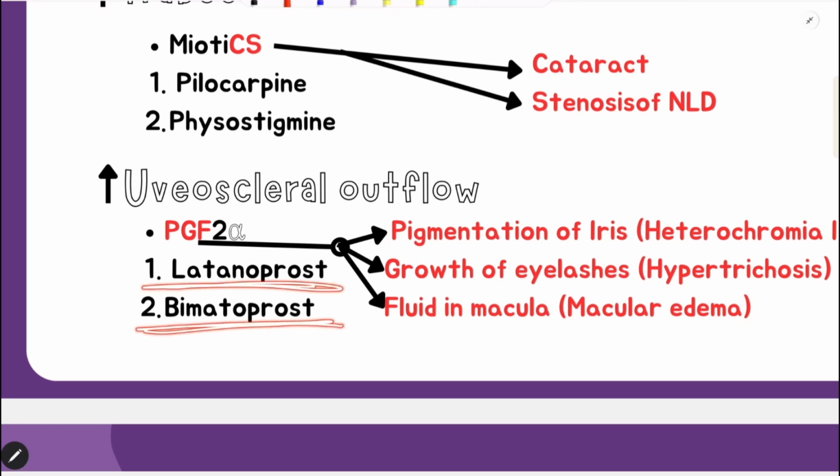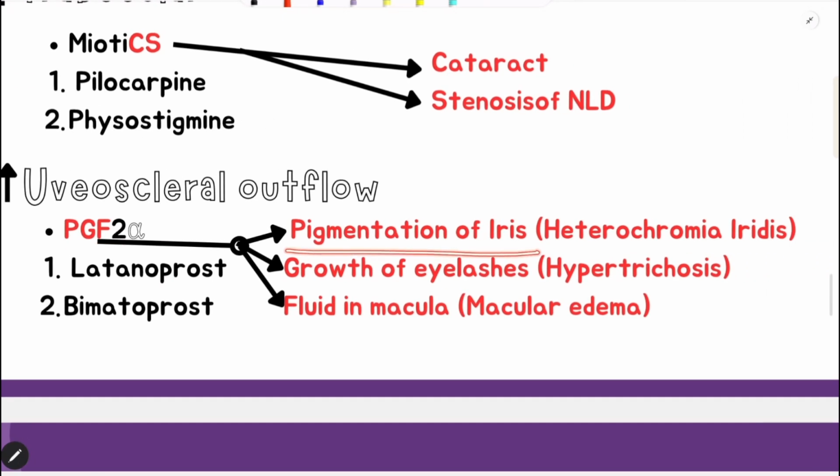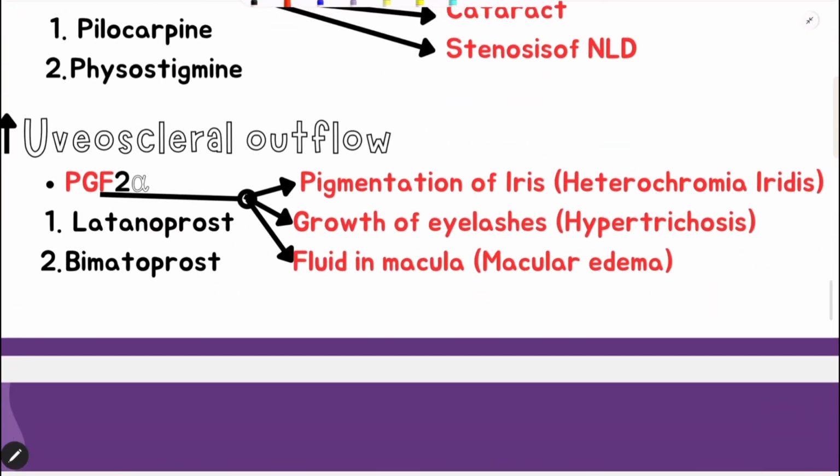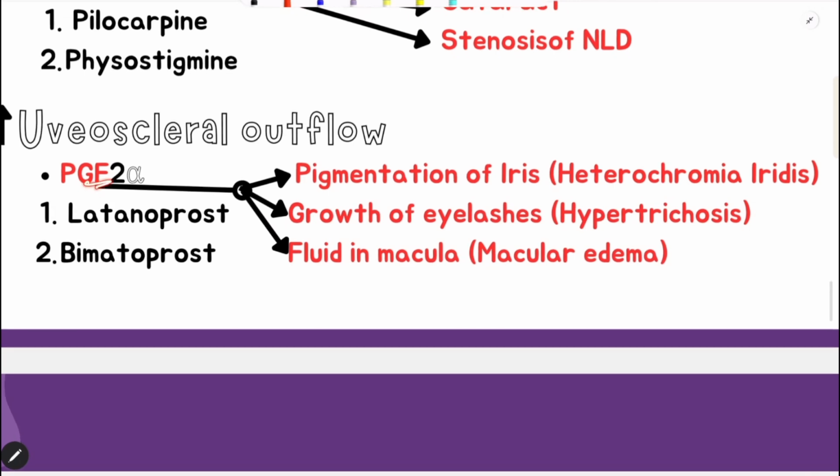The adverse effects of these drugs we can remember from PGF. P is pigmentation of the iris, which is also called heterochromia iridis. In our previous slide we said that dipivefrin also causes pigmentation, but that pigmentation is on the conjunctiva. Here the pigmentation is on the iris, so you need to remember that. And here G indicates growth of eyelashes, which is also called hypertrichosis. And the third side effect, indicated by F, is fluid in the macula, which is also known as macular edema.